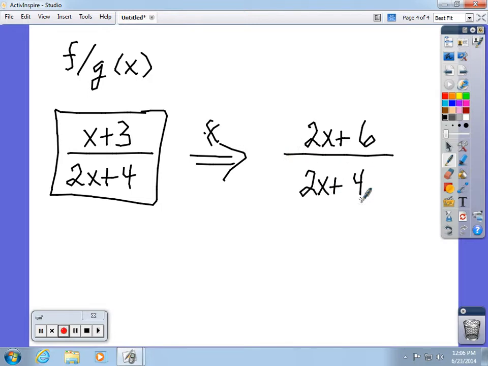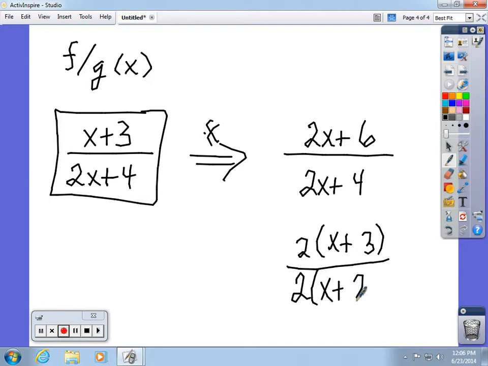Let's say that you got an answer like that. Is there a common factor that you can factor out? Yes, 2. And that'd be 2 times x plus what? 3 over 2 times x plus what? And what can happen now? And that's it. You can't do anything.